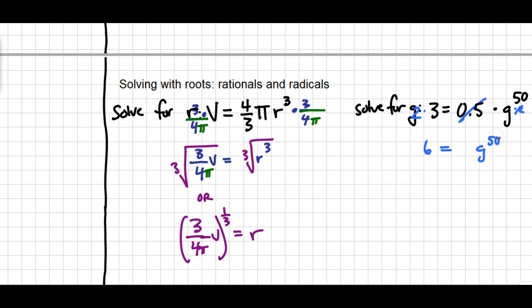And I still need to get rid of raising to the 50th power. You are allowed to do a 50th root here, but I think it's going to be easier for you just to simply raise to the 1/50 power. We're not multiplying by 1/50, we're raising to the 1/50 power. You would type that in on your calculator, and you'd get about 1.04 there approximately for g, depending upon what you round to.